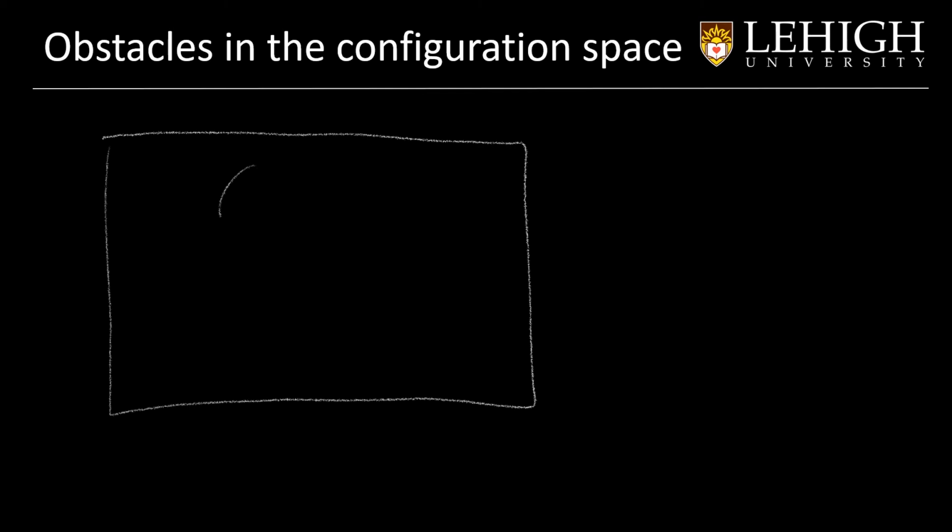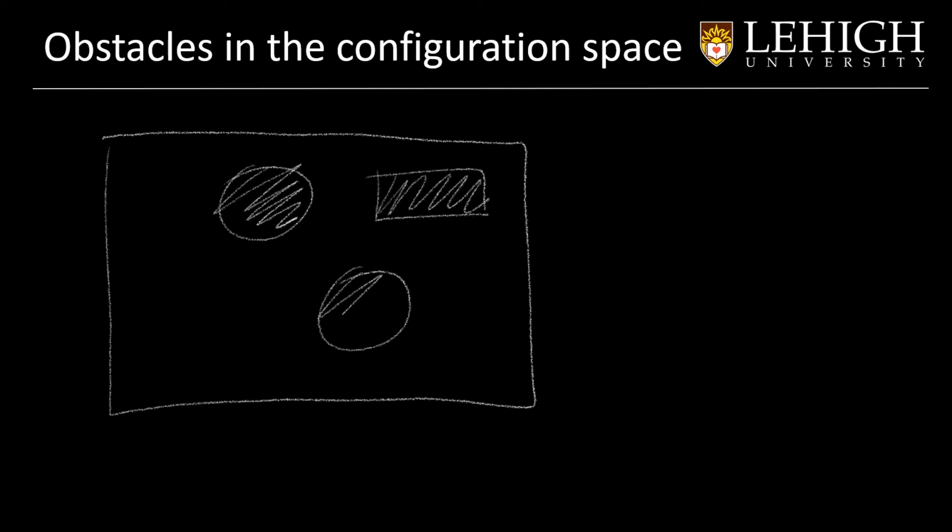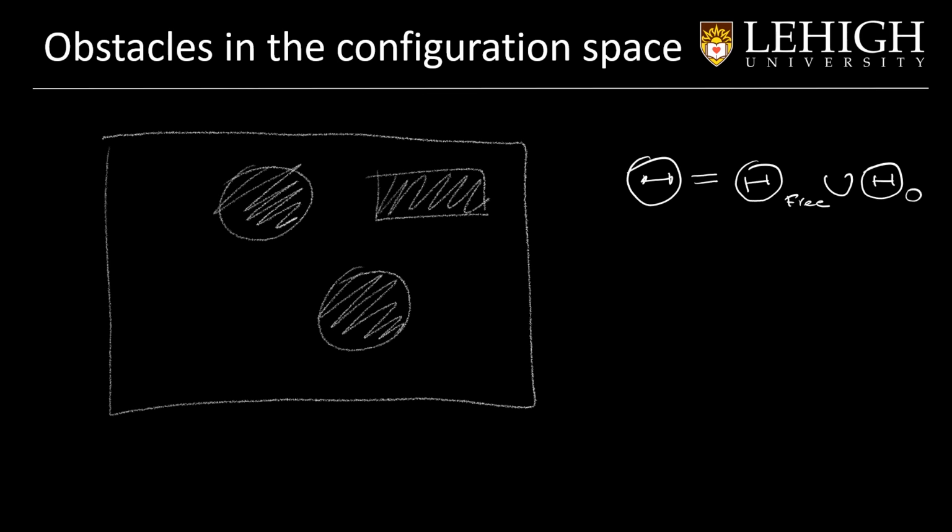We have a rectangular environment with some obstacles in the middle. Those obstacles generate holes in the configuration space. So we said that our configuration space was represented by big theta, but now it will be composed of two parts: the part in the configuration space that is free, and the union with the part of the configuration space where there are obstacles.